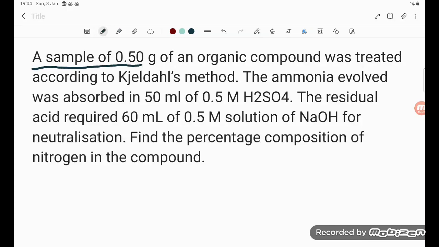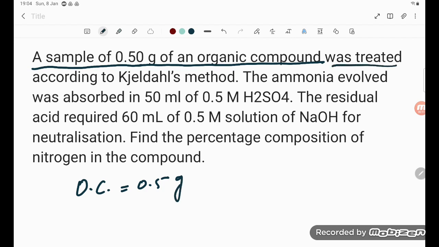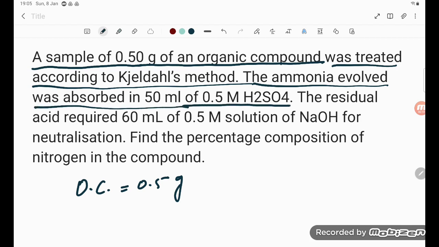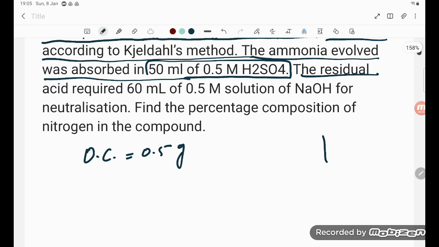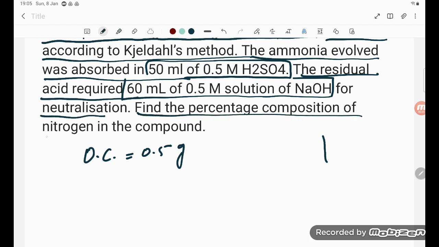A sample of 0.5 gram of an organic compound. So organic compound is how much, student? 0.5 gram. Was treated according to Kjeldahl method. The ammonia evolved was absorbed in 50 ml of H2SO4. Okay, the residual acid required 60 ml solution of NaOH for neutralization. Find the percentage composition of nitrogen.